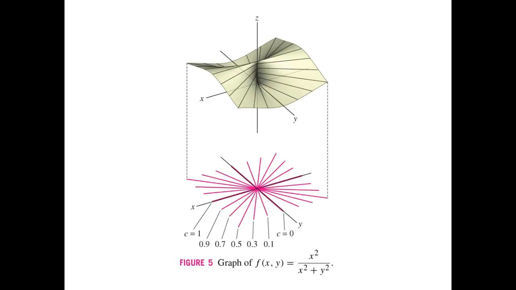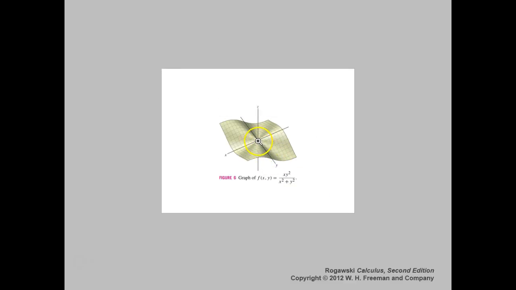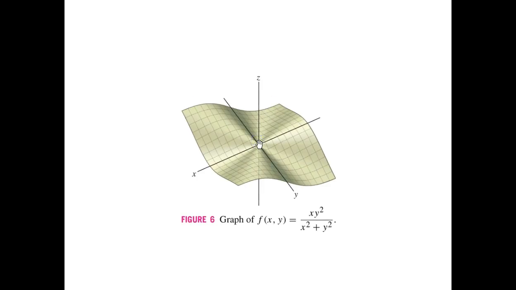Okay. So that was the end of example 5. Here is the one for example 6. Now, here's your function. Thank goodness I didn't have to graph this, they did. The graph of f of x y is equal to x y squared over x squared plus y squared.